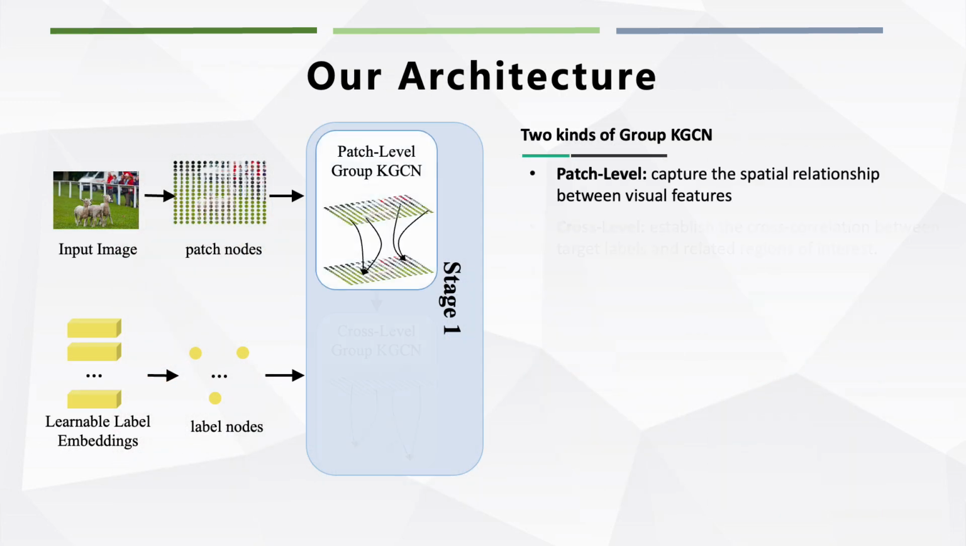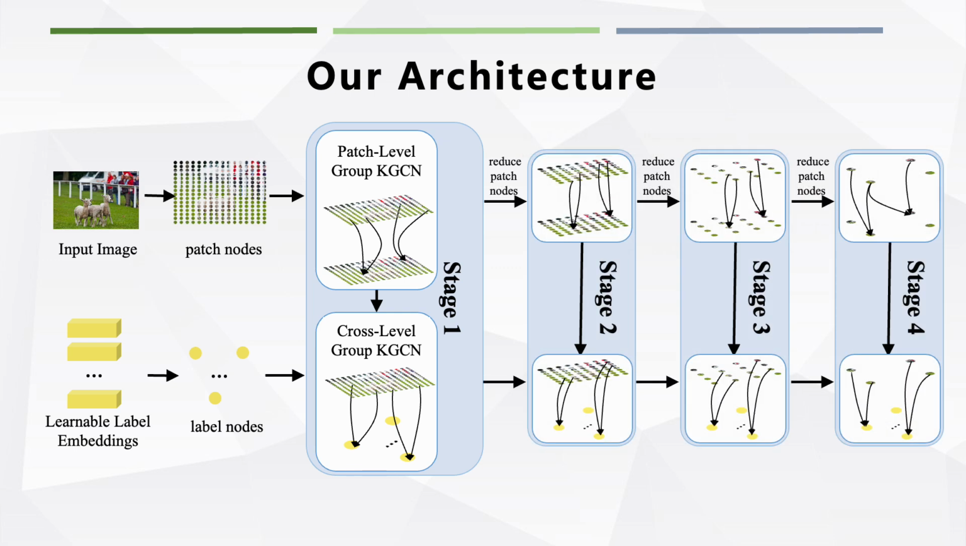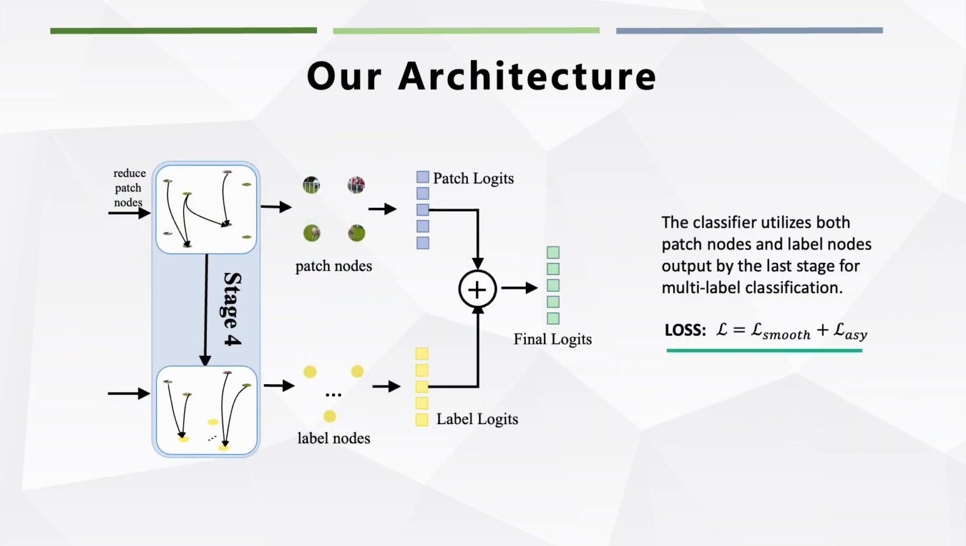GKGNet captures the spatial relationship between patches and the label patch correlation by applying patch-level and cross-level group KGCN as mentioned before. Four stages of networks are used to capture multi-scale features for robust prediction. The classifier utilizes both patch nodes and label nodes output by the last stage for multi-label classification, and we utilized a composite loss function for training purposes.